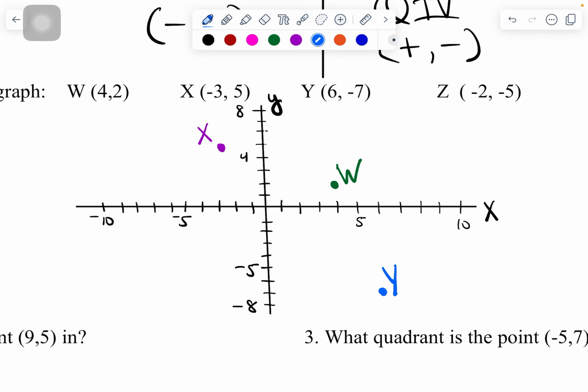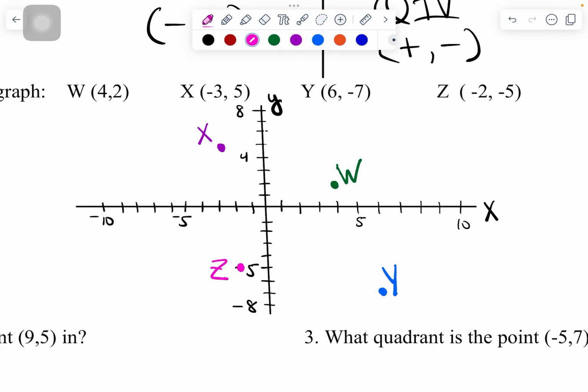Okay, and one more point here. We've got point Z, negative 2, negative 5. Let's see. I'll go pink for that one, and let me grab my highlighter here. Okay, so negative 2, that's going to be to the left on the x-axis. That's negative, and then negative 5 on the y-axis means I got to go down. Now, that point's actually going to be right on that negative symbol. That's okay. So I'll put a little point here, and I'm going to call that point Z.